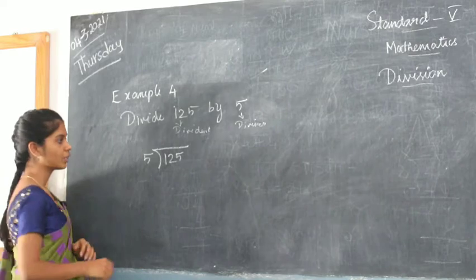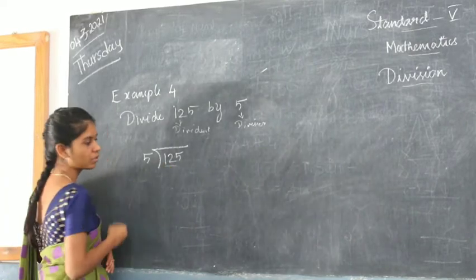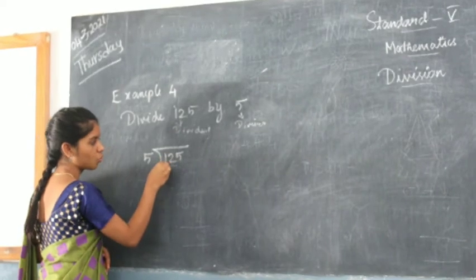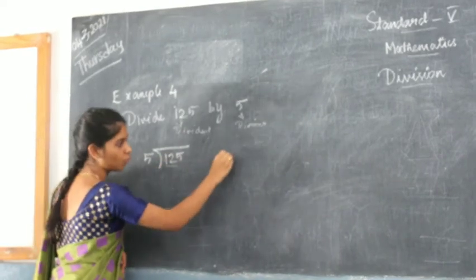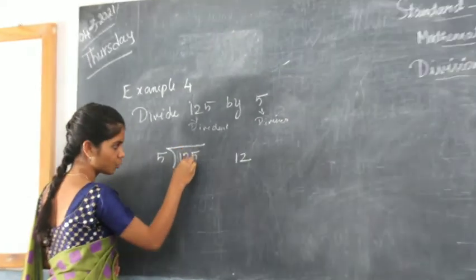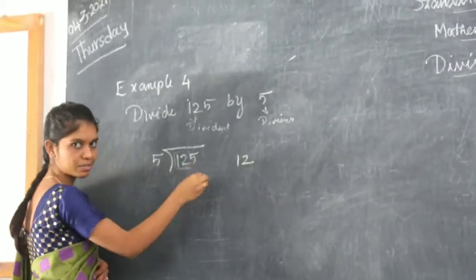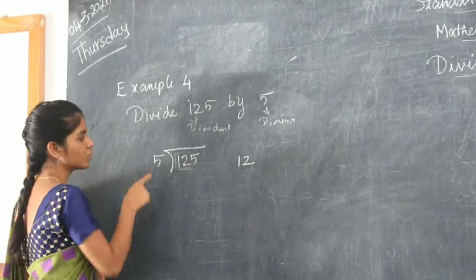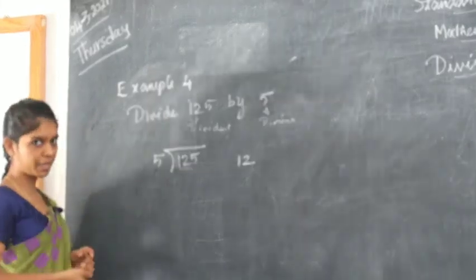What will you do? You will get the next number with 1, which is 2. So 1 and 2, 1, 2 is called 12. So you will consider this 12 alone. You won't consider the last number. You will just consider the first 2 numbers. Okay. So you will start telling 5 tables now.